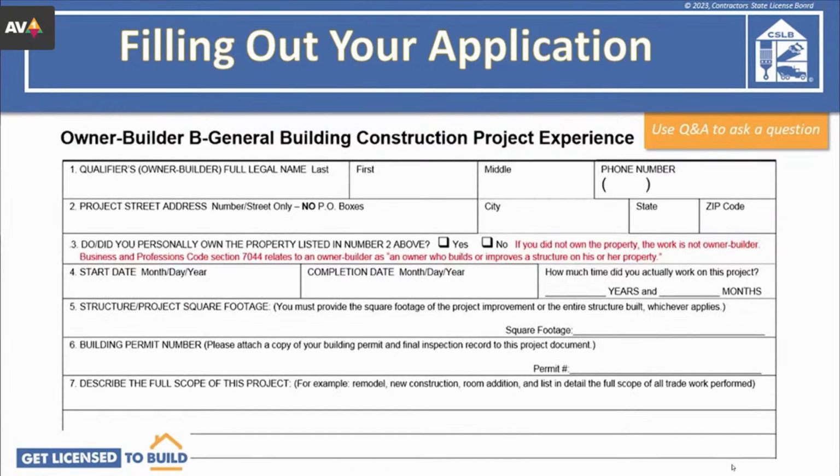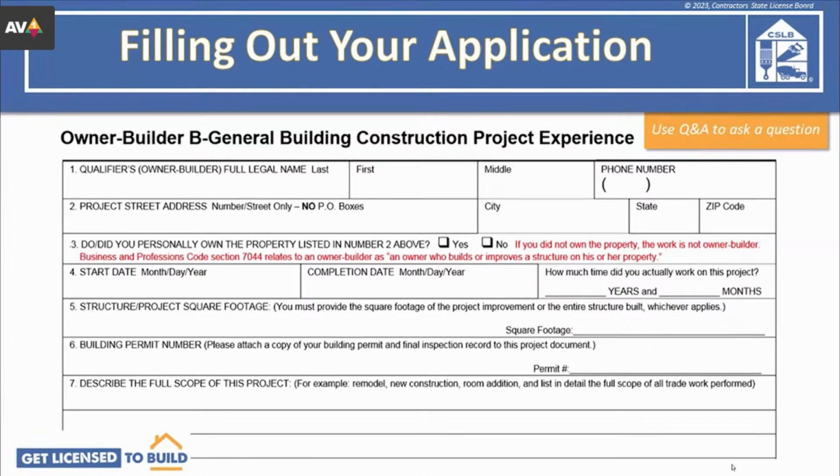Parts of the application, Owner Builder B General Building Construction Project Experience, Part 1 of 3. The next form we will discuss is the Owner Builder B General Building Construction Project Experience form. This form only needs to be completed if you're applying for a B General Construction license and you want to receive experience credit for working on projects on your own property.